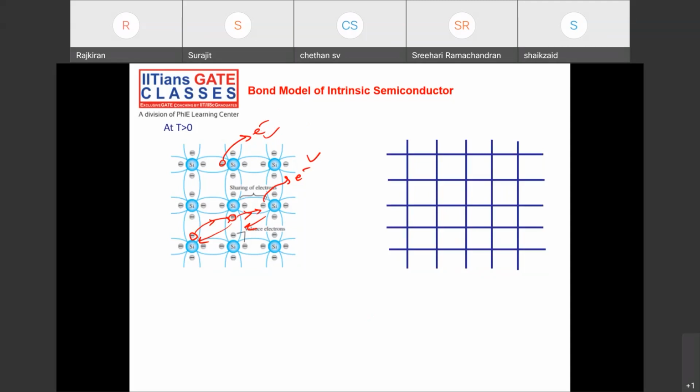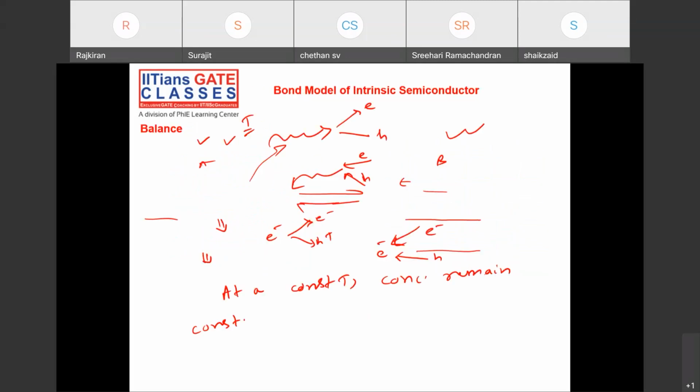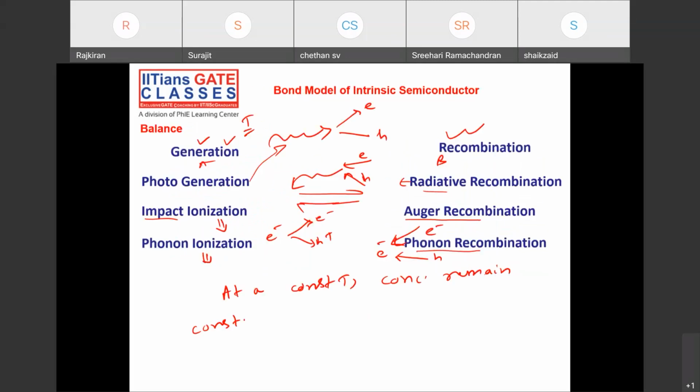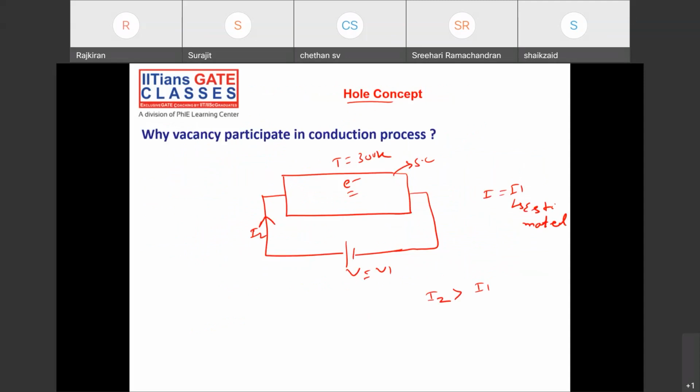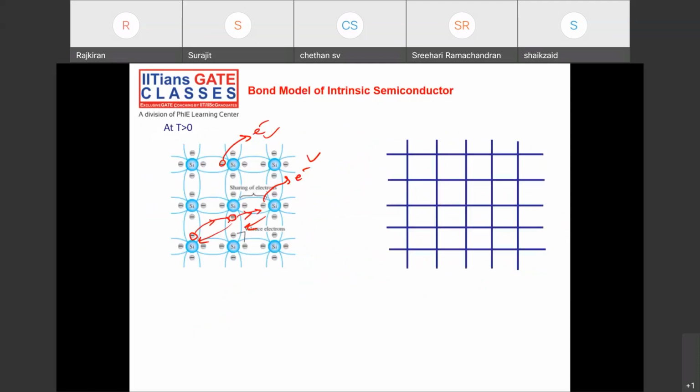Sir, I have one doubt. In the same figure, you showed that the movement of holes happens with the help of the bounded electrons. So how are the free electrons moving? Free electrons are completely free. They are not under the influence of any atom here. They are free to move anywhere in the crystal.